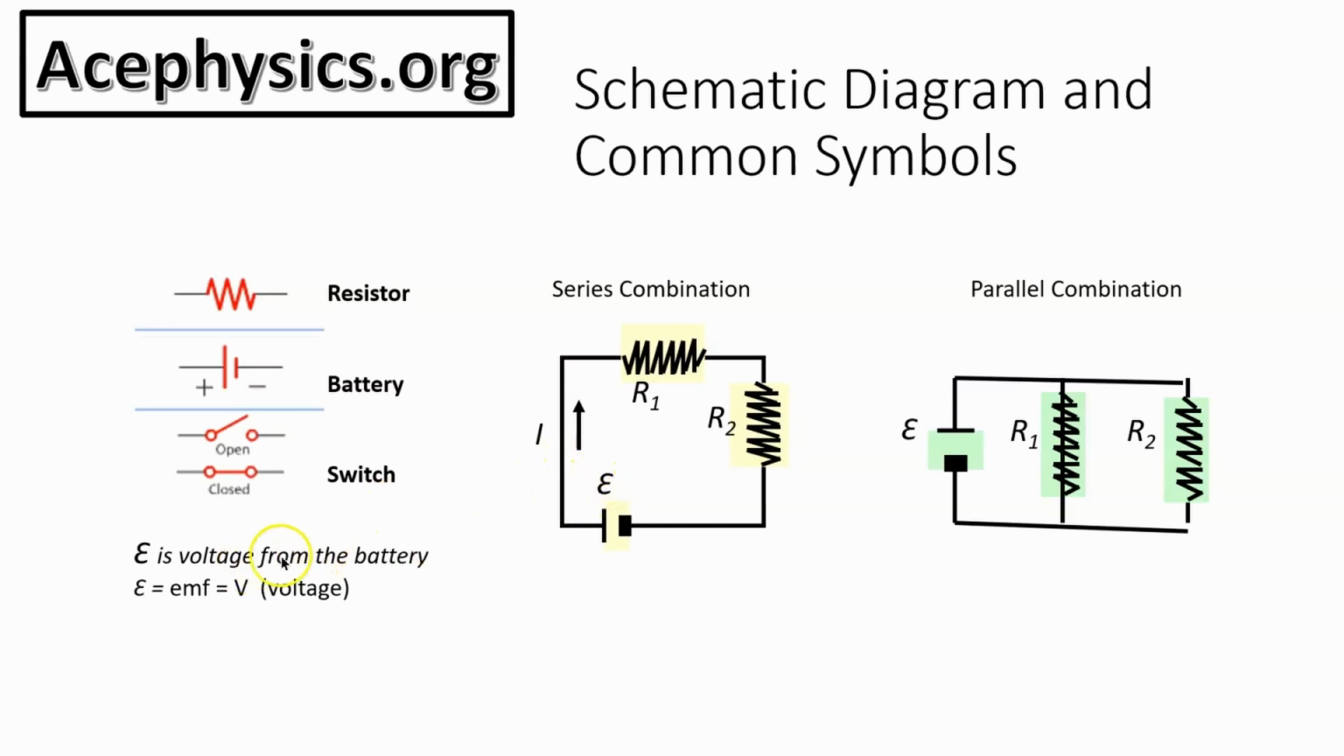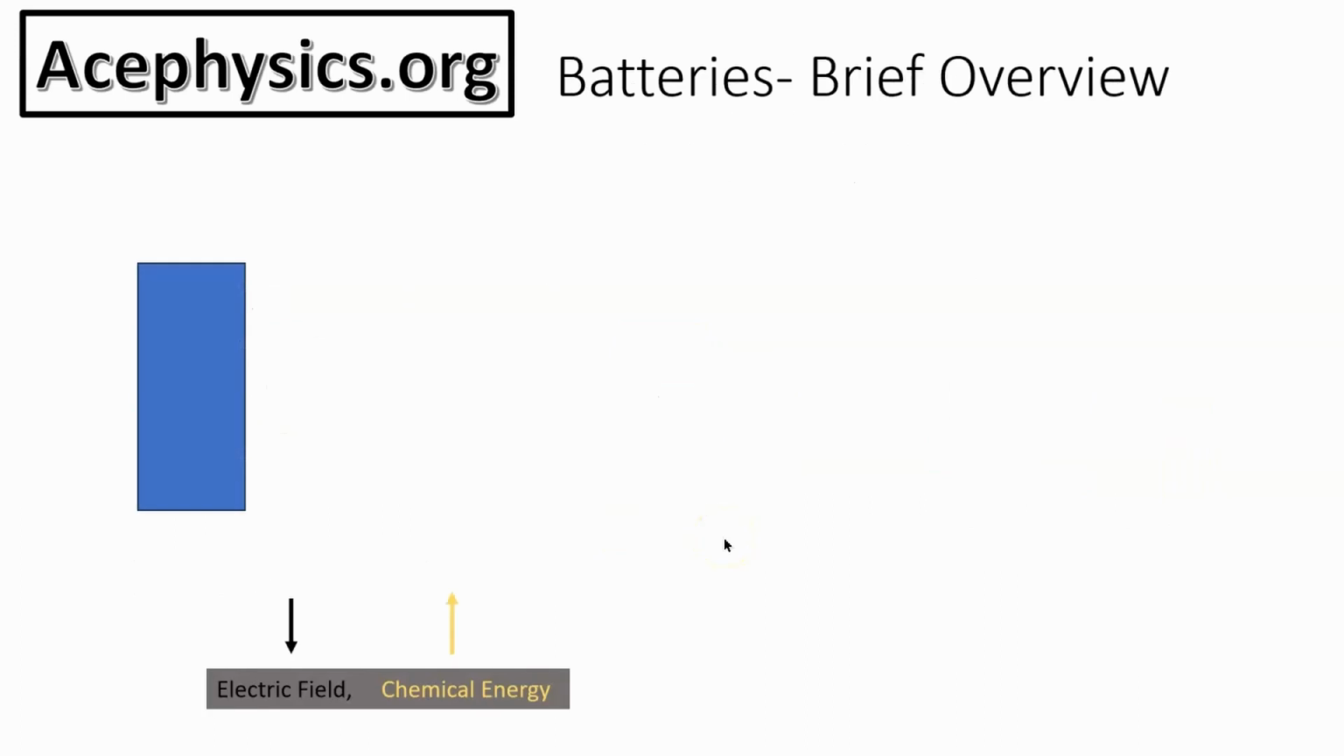Every battery has an EMF. EMF stands for electromotive force. For all practical purposes, EMF is the same thing as voltage. So the battery's voltage and the battery's EMF are the same thing. I'd like to very briefly discuss batteries.